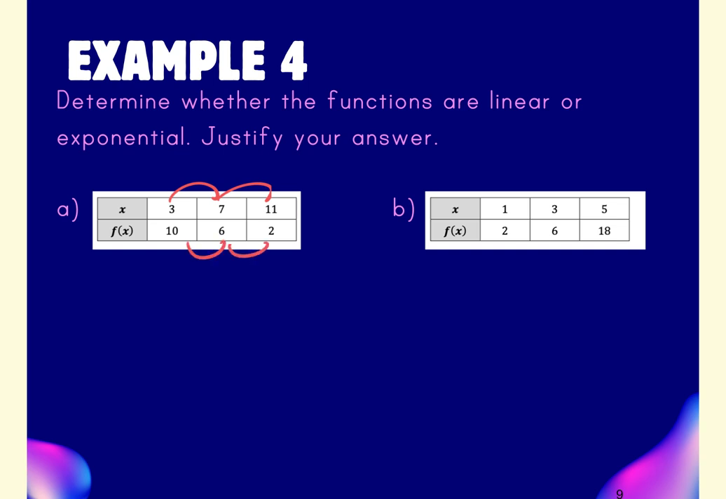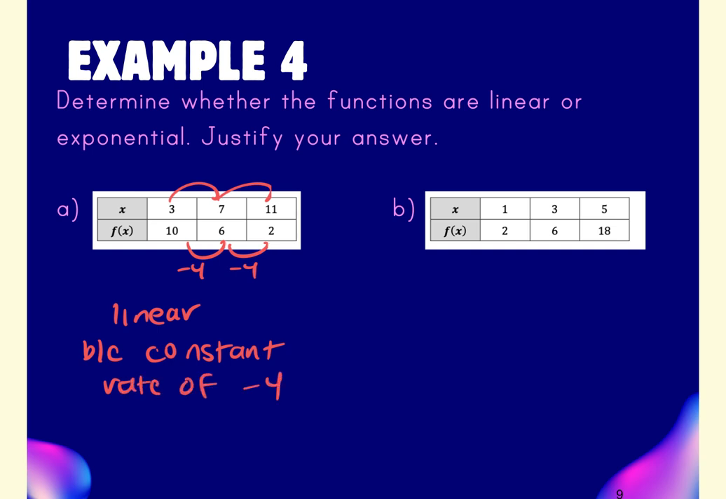Now I go to the bottom. What's happening? You're subtracting 4. So is that a constant rate? Yes, this makes this linear because constant rate of -4. Okay. Something like that.